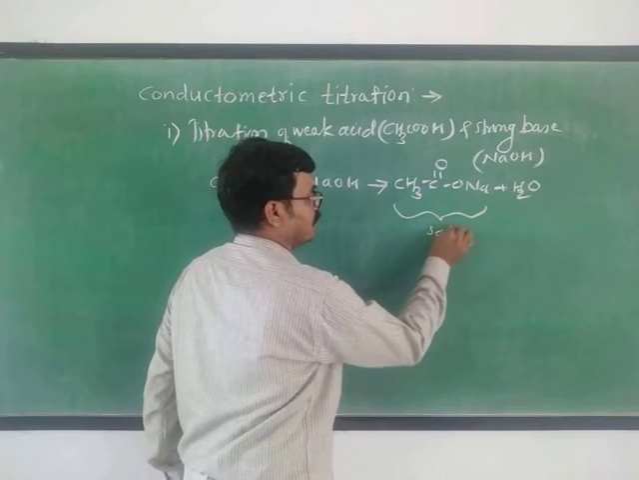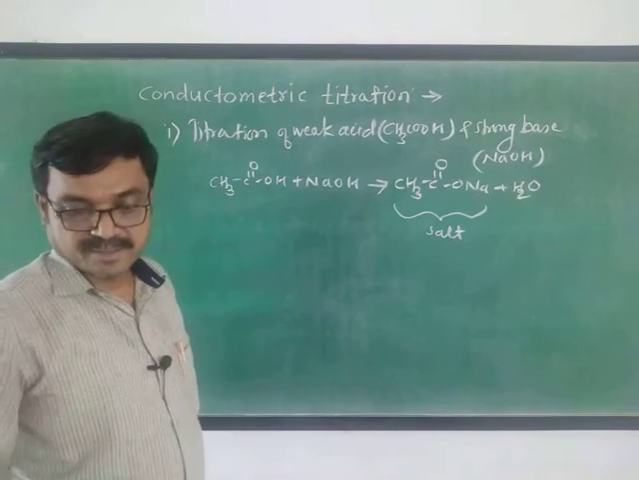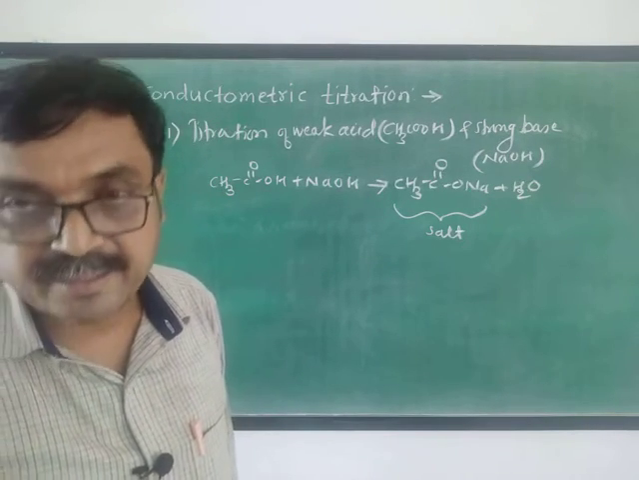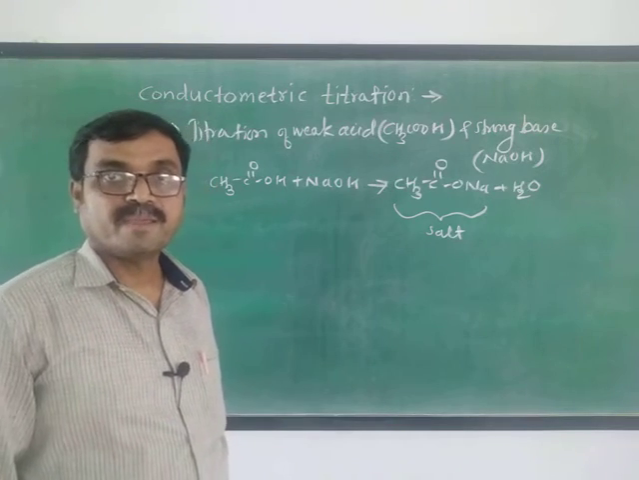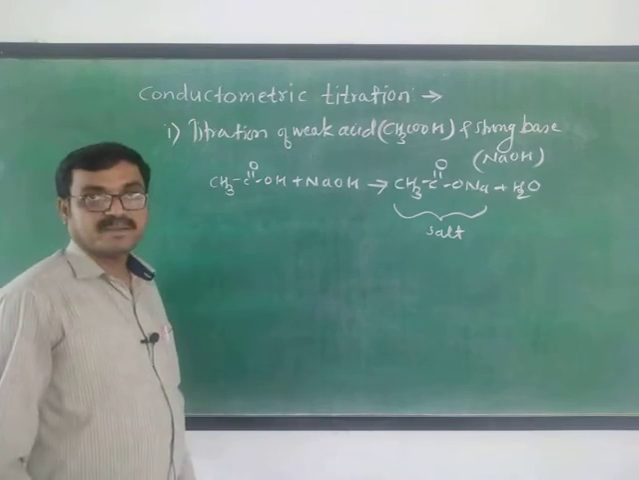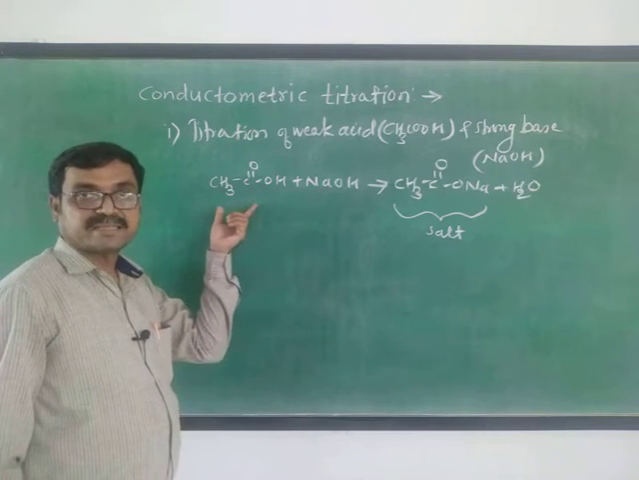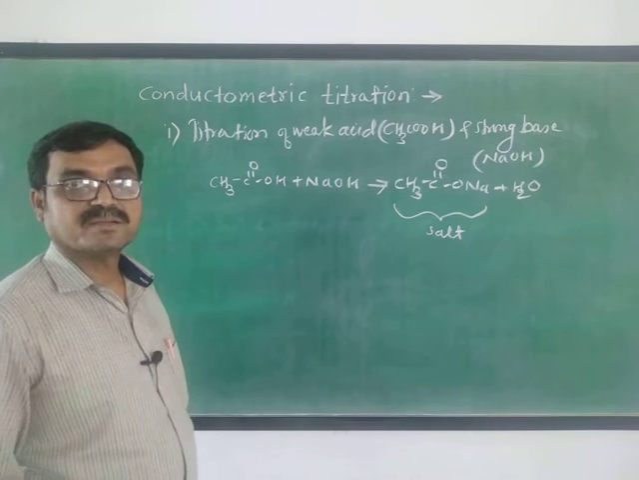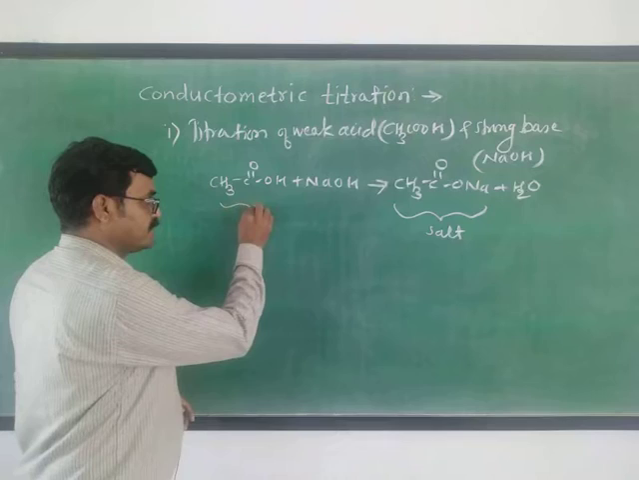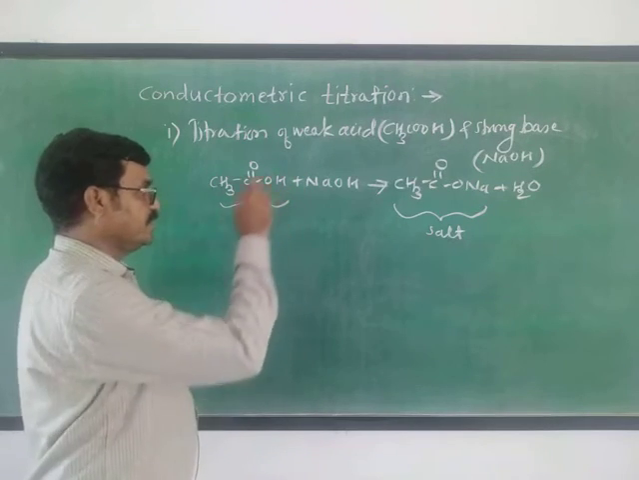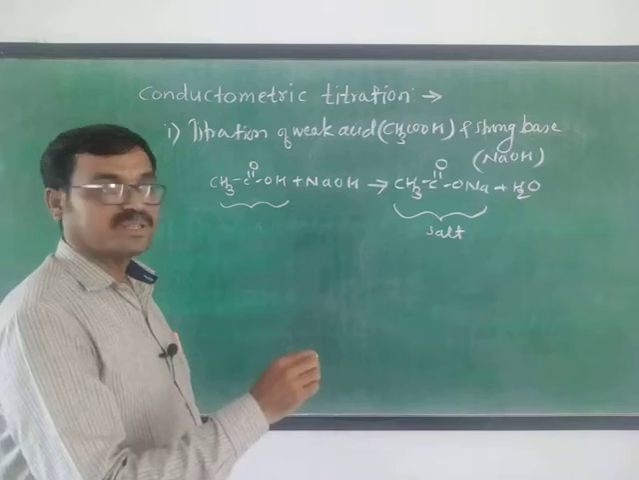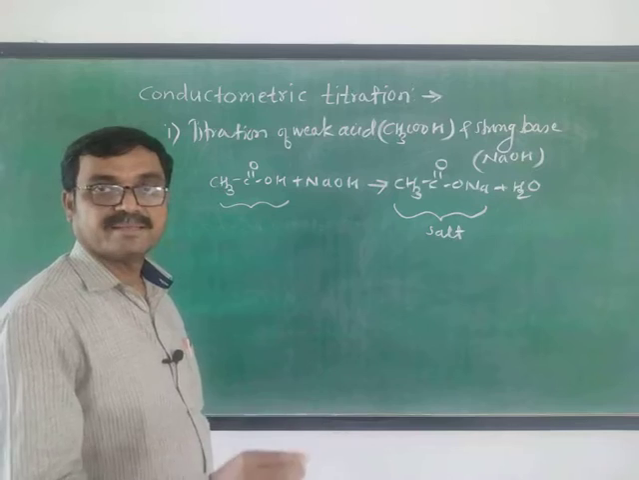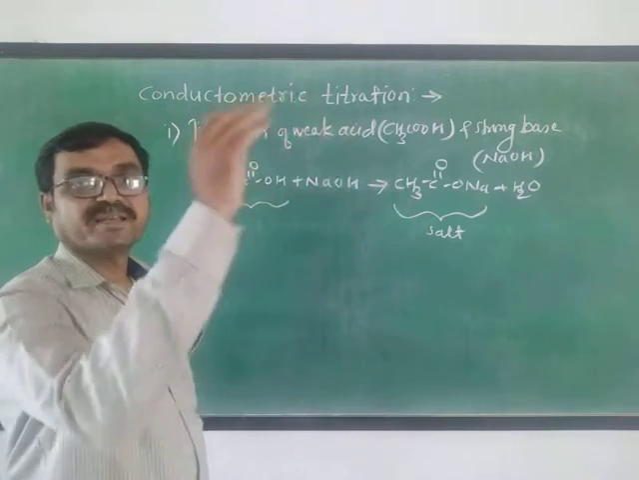This is salt. That's why there is an increase in the conductance. We can say the conductance increases slowly. And if we continue this process, addition of NaOH to this acetic acid, there is a slow increase in the conductance. But as soon as all this acetic acid is consumed, beyond this, if we add NaOH, again due to highly mobile OH minus ions, the conductance will further increase.